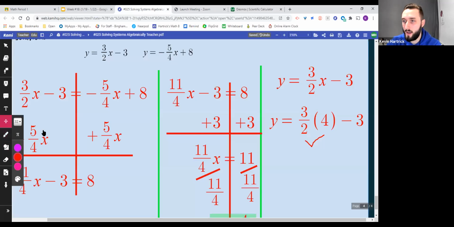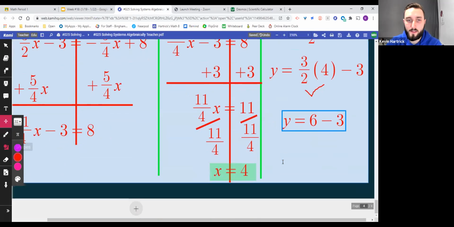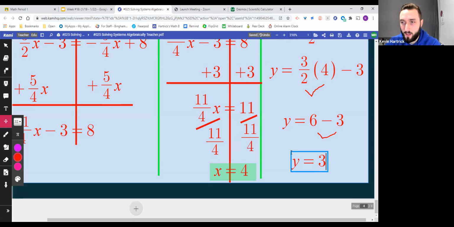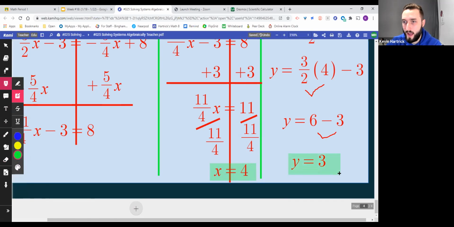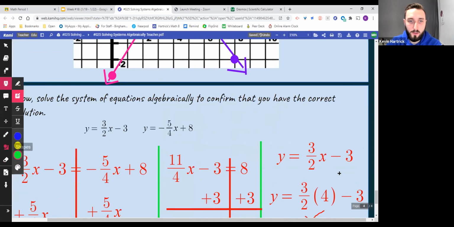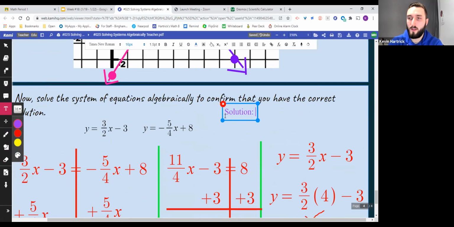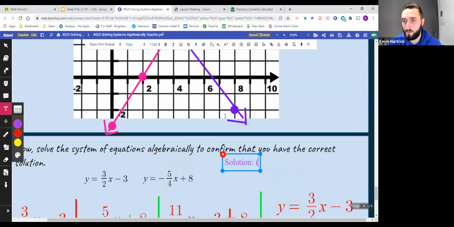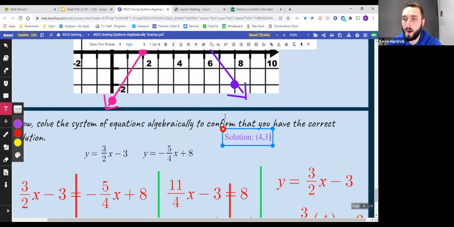So this is y equals 6 minus 3. Okay, and then 6 minus 3, we know, guys, is 3. So we just found our y value. So we know our x, we know our y. Okay, so putting it together as a point, our solution is x comma y, right? 4 comma 3, which is what we got when we graphed it.